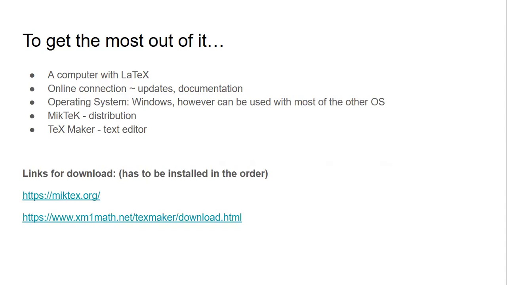Basically, you need two softwares if you're going to work with Windows. The first one is MiKTeX, which is a distribution of LaTeX. The next one is TeXmaker, which is a text editor. The links to download the software are given below, and it has to be installed in this particular order.